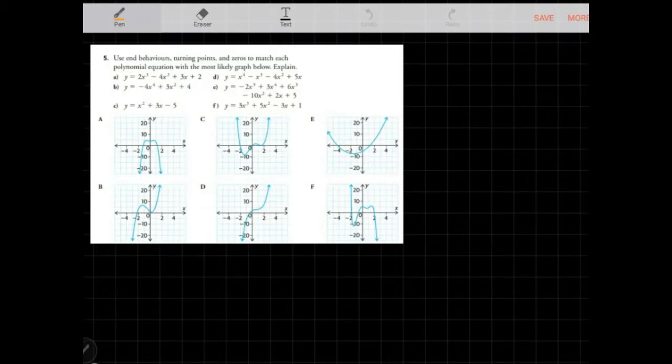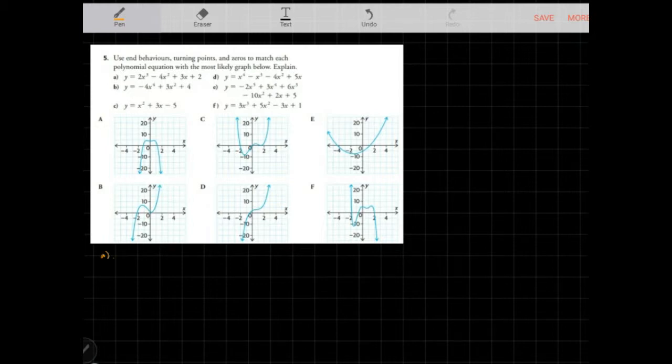Alright, using end behaviors, turning points and zeros to match each polynomial equation with the most likely graph below and explain. So we want to match each of these equations with a potential sketch. Now, I'm just going to write some characteristics for each of them.